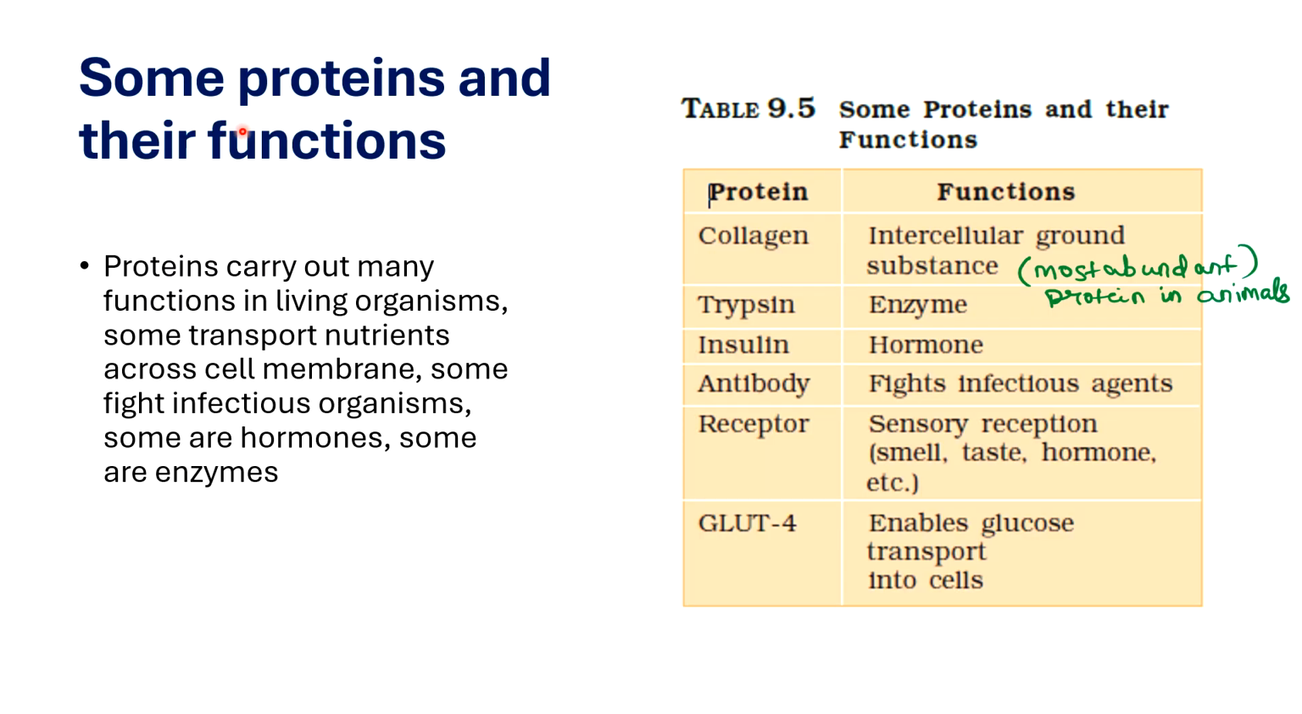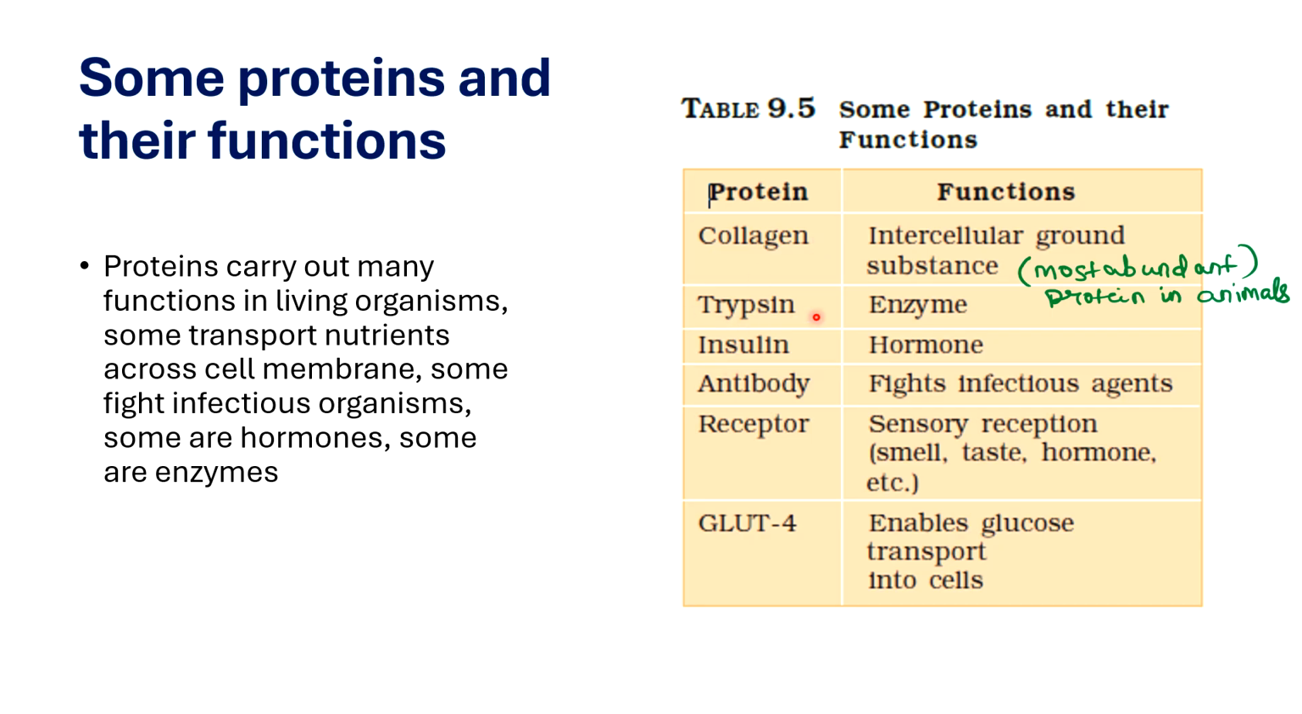Let's now look into the example of some proteins and their important functions. This is table 9.5 given in your textbook. The first example here is collagen. Now collagen, we all know, is an intercellular ground substance which is found in the connective tissue, in the skin, bones, ligaments, right? Now this collagen is the most abundant protein in the case of animals. If you see, the most abundant protein in general is rubisco, but if you consider just animals, the most abundant protein in animals is collagen.